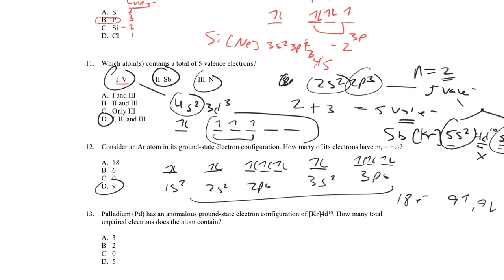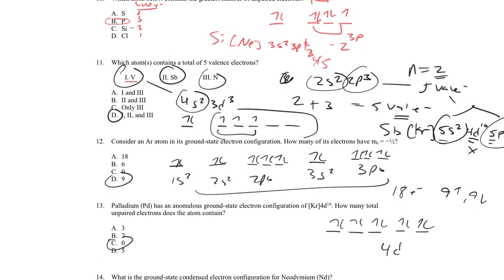Palladium has an anomalous configuration, we're told in this problem, and that configuration is krypton 4d10. Palladium is in the nickel group, so we would have expected a 5s2 4d8. But within the configuration we're told here, how many unpaired electrons do we have? That's pretty straightforward. We have 5 orbitals within the 4d set, and they're all spin paired. So we have 0 unpaired electrons.